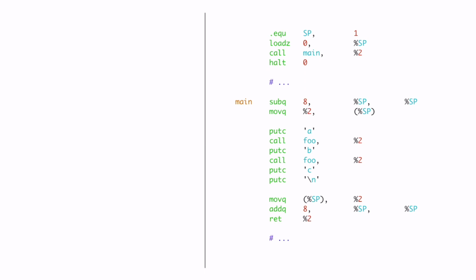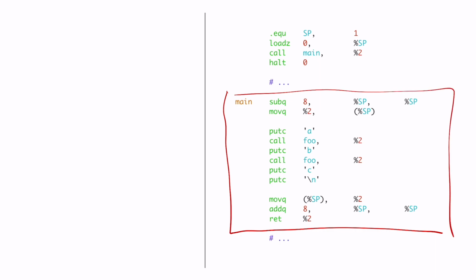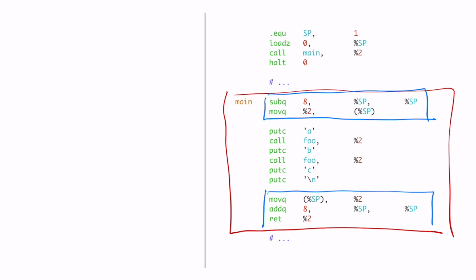Now with that pattern, we also can turn function main into a regular function. That means it also begins with this prolog. It stores the return address on the stack, and it also leaves with the epilogue. So it pops the return address from the stack and returns to it.